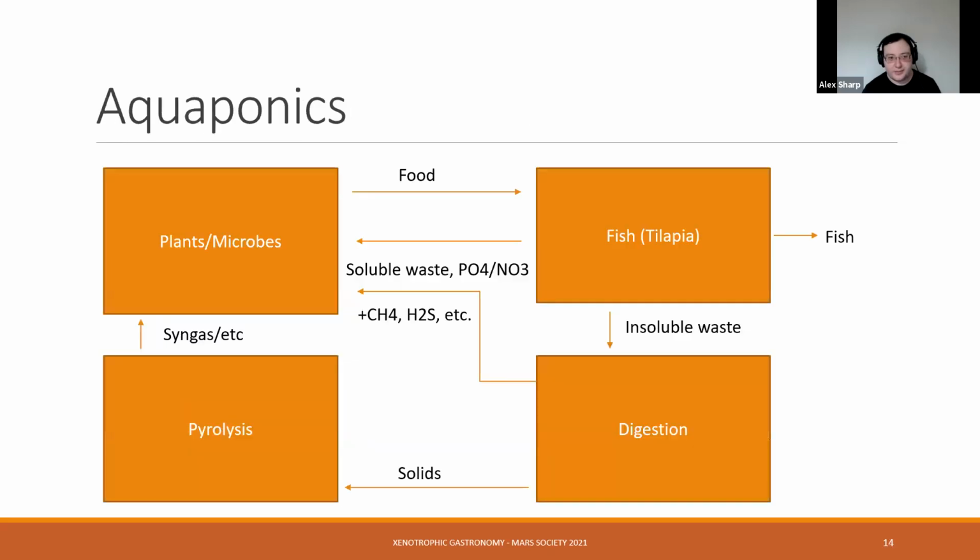So putting all of this together, what you're left with is an aquaponics loop. So the idea is you're growing your plants, your microbes, that's producing a whole bunch of food. You feed that food to your fish.